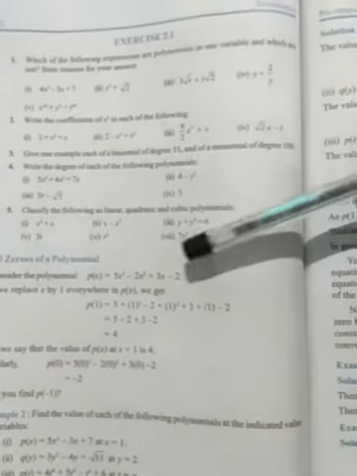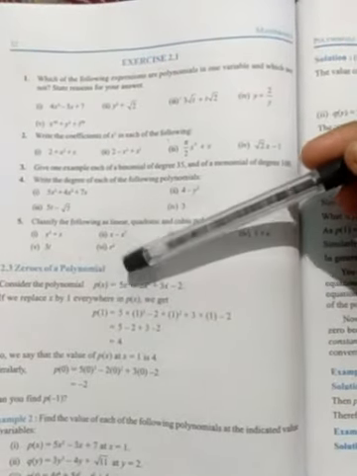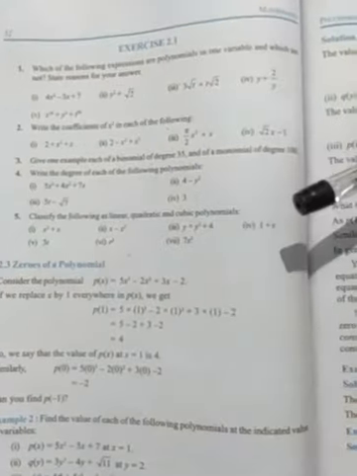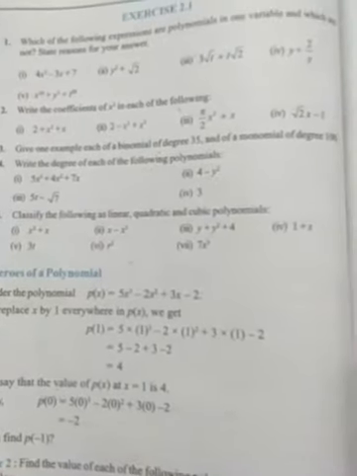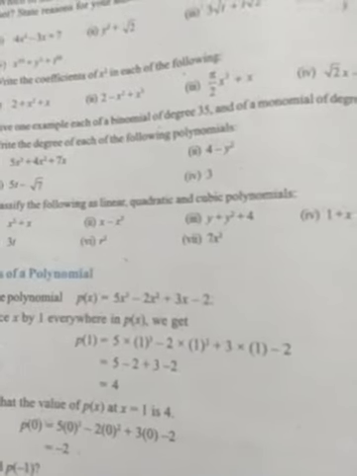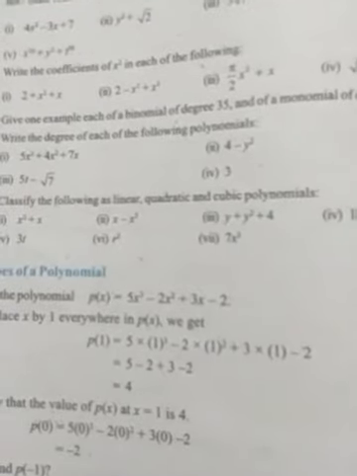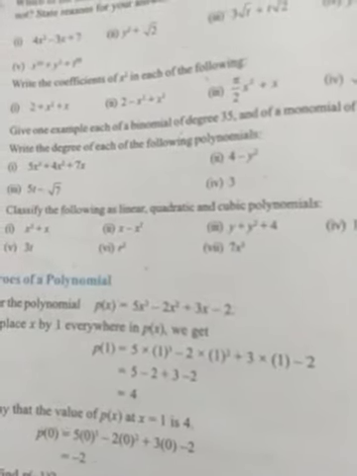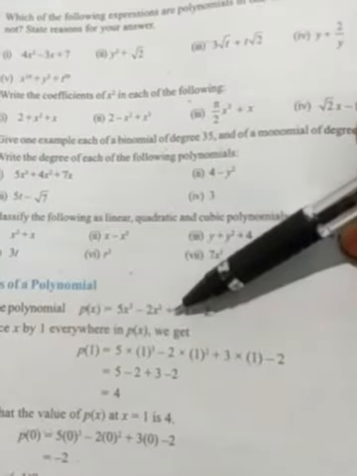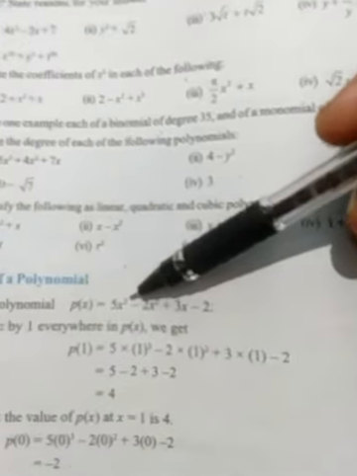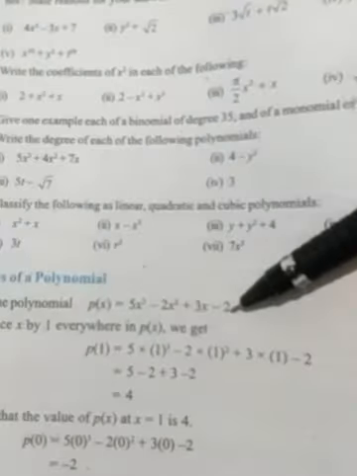For example, this is the first question. It is a polynomial of third degree, so it is a cubic polynomial. P of x equal to 5x cube minus 2x square plus 3x minus 2. Why is it cubic? The maximum degree, or the greater degree, is 3. That's why this polynomial is cubic.